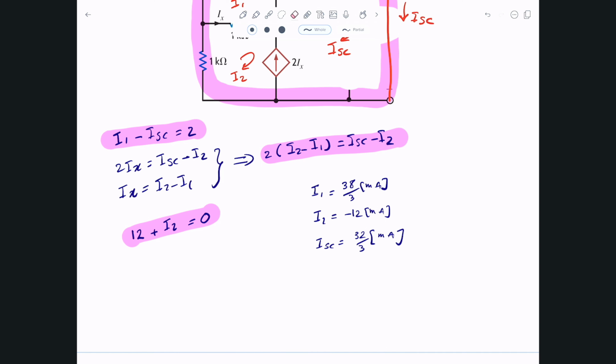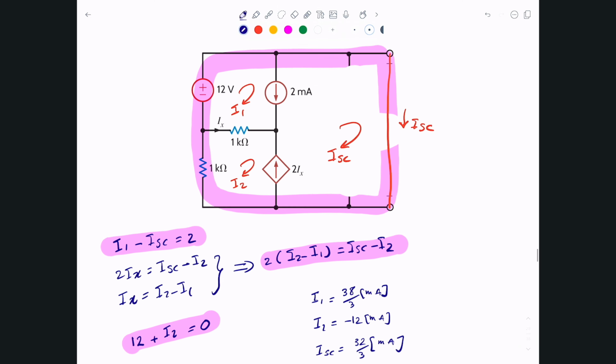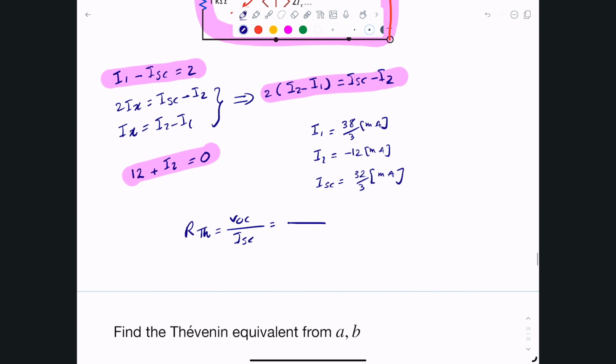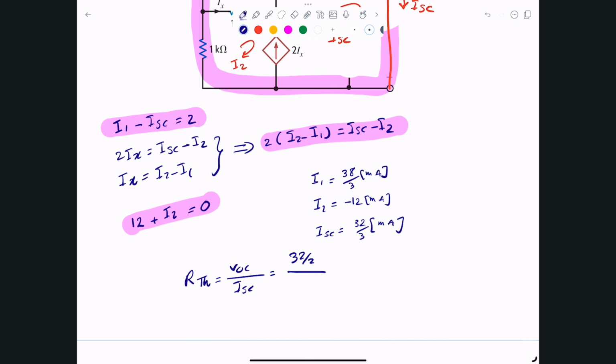After solving the equations, this is what I came up with. That's the number we're interested in, which is I short circuit, the same as I Norton. What this gives us is the R Thevenin. R Thevenin is simply V open circuit divided by I short circuit. V open circuit happened to be 32 divided by 3. Let me write that here. And I short circuit is also 32 divided by 3, and that gives us 1 kilo ohm. That's the R Thevenin.